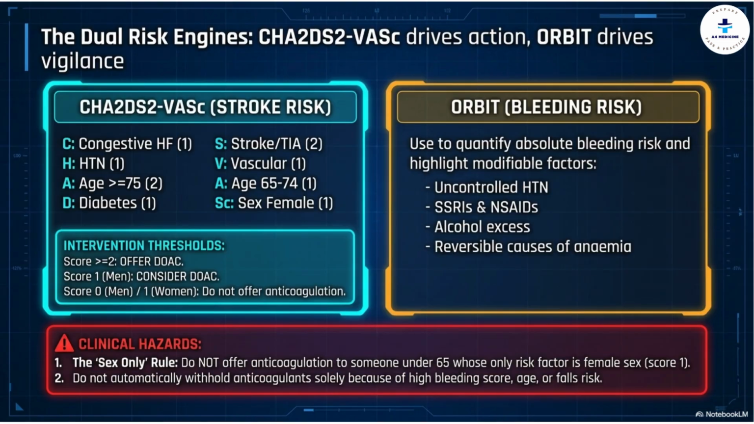This section defines when anticoagulation should be offered based on the validated scoring threshold. Offer anticoagulation if CHA2DS2-VASc score is 2 or more. Consider it in men with score 1. Do not offer if no risk factors other than sex. ORBIT identifies bleeding risks like hypertension, alcohol, interacting drugs, anemia. Fall risk alone is not a contraindication.